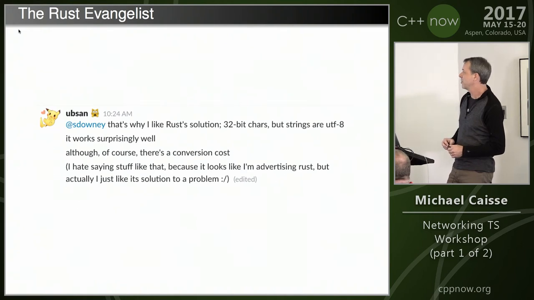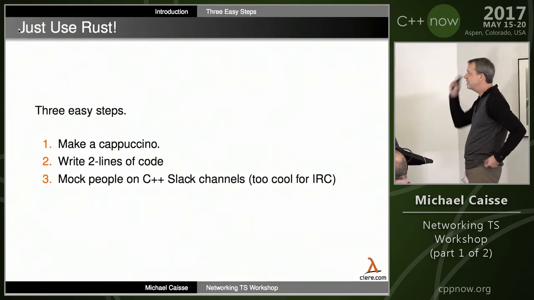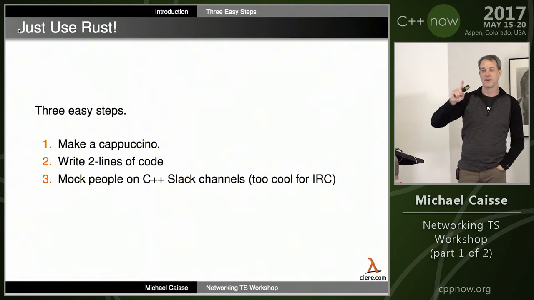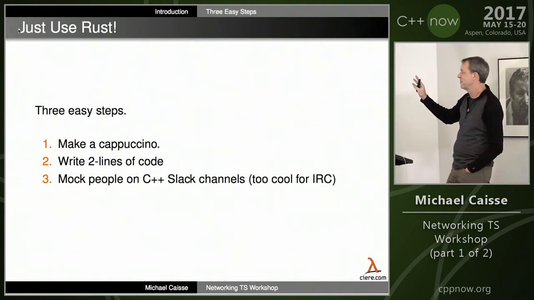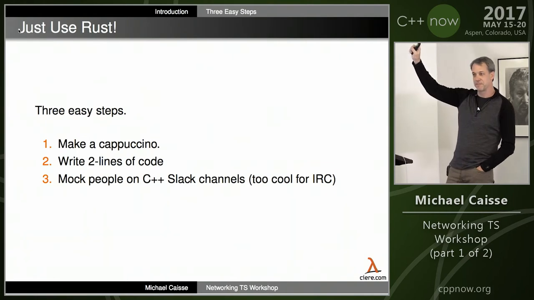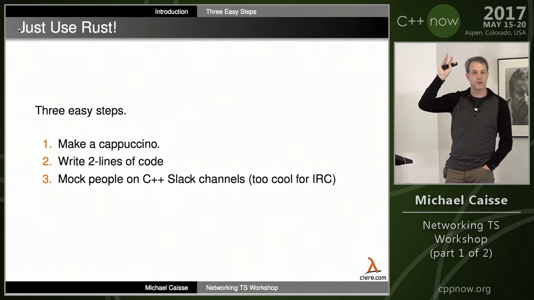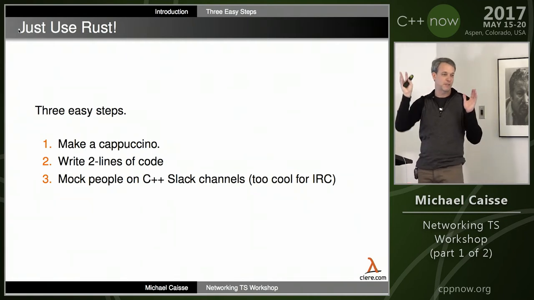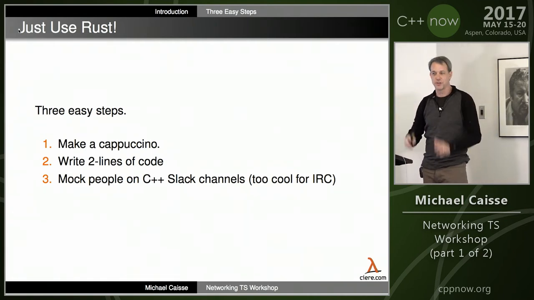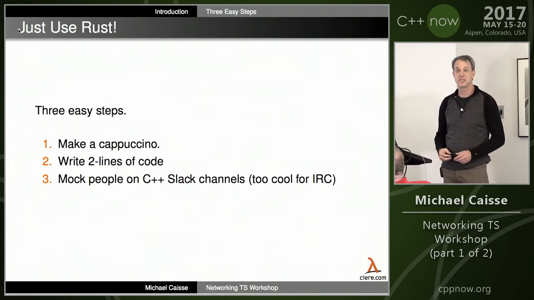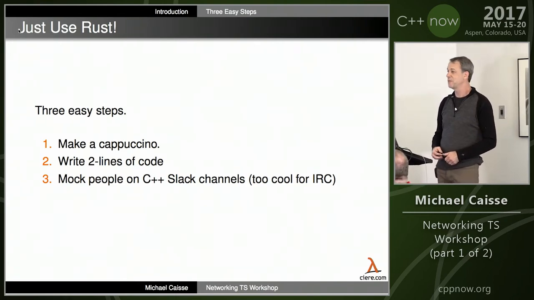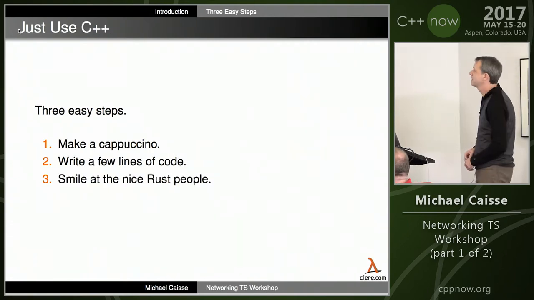So for her, this slide, 3 easy steps: just use Rust. And we could be done with networking completely. We wouldn't have to do anything else. So first, step 1, make a cappuccino. Step number 2, write 2 lines of code. And then step number 3, of course, you've got to mock all of your C++ fellow people on social media. So once you've completed those 3, you're done, right? Those would be the 3 easy steps if we were to do this in Rust.